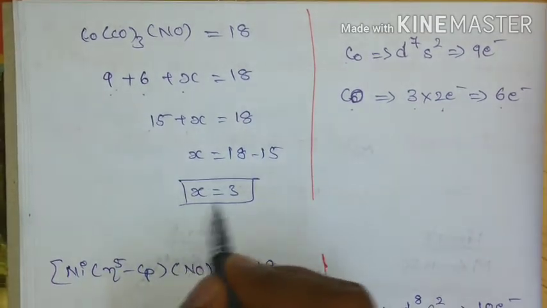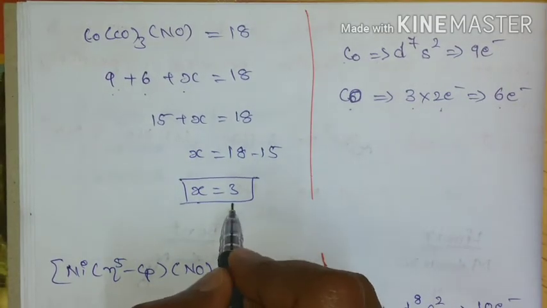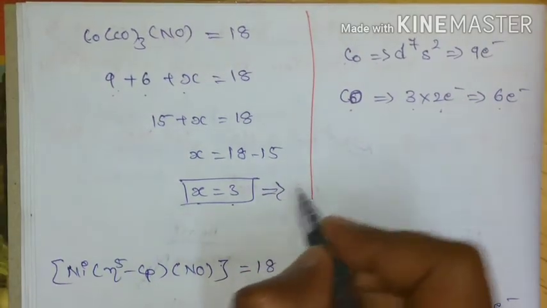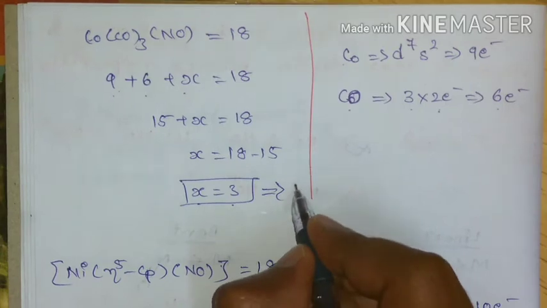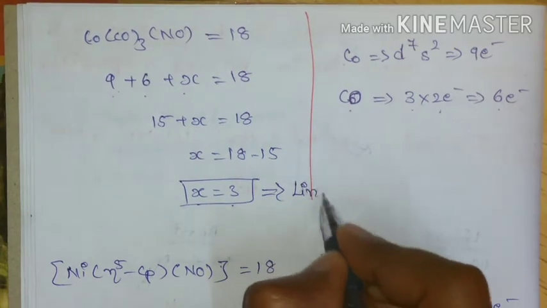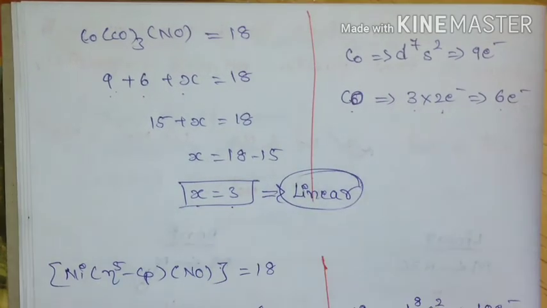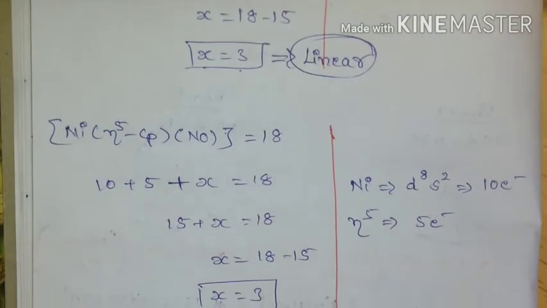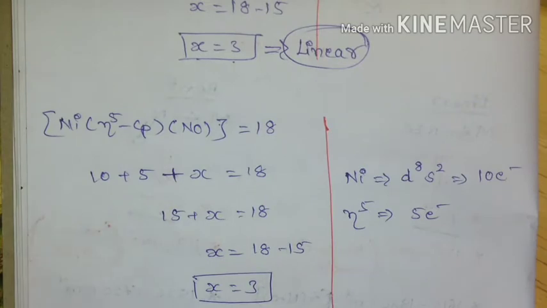So from this calculation we got X is equal to 3. X is equal to 3 means the nitrosyl ligand is going to coordinate in a linear fashion. Binding mode will be linear. So we will see the next complex, that is the nickel complex.